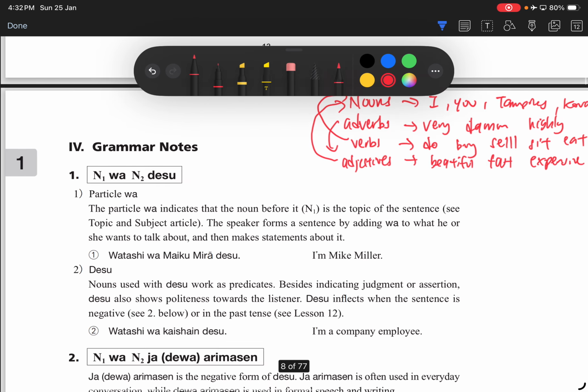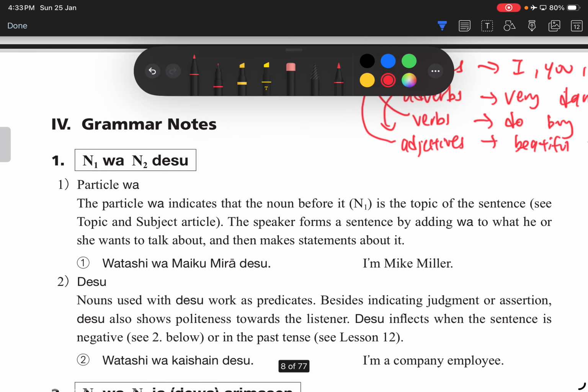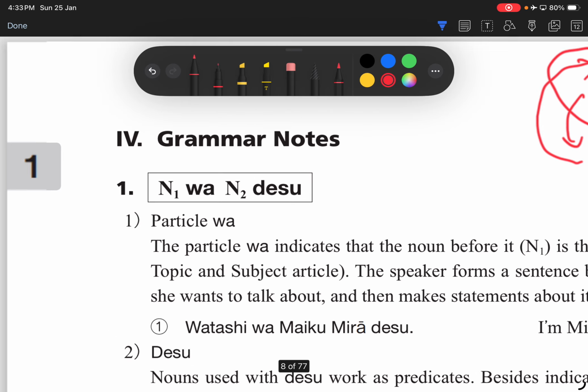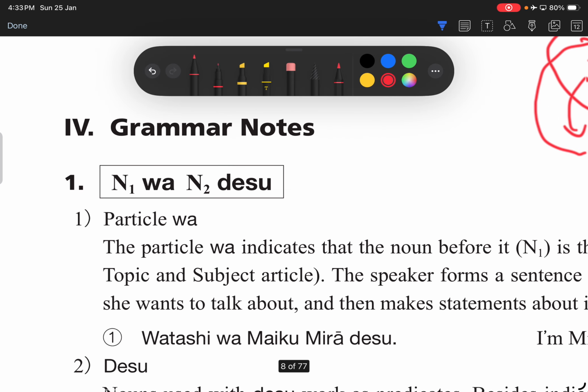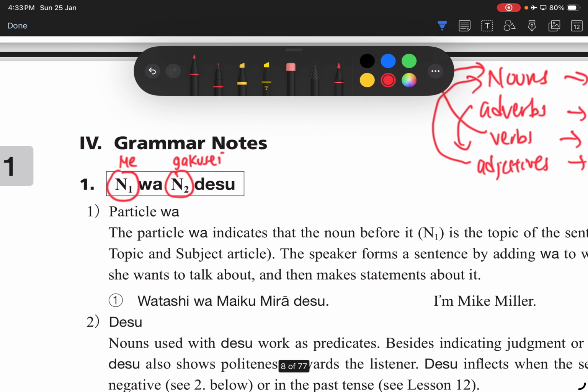In Japanese, for a start, we will just learn about nouns only. Then mid lesson, we will talk about verbs, adverbs, and adjectives. For now we focus on nouns only. So number 1, we have N1 wa N2 desu. So noun 1 is noun 2. For example, N1 is me or I, wa, N2 desu. N2 can be things like student, gakusei. So watashi wa gakusei desu basically means I am a student.